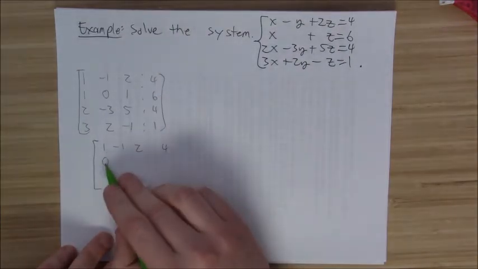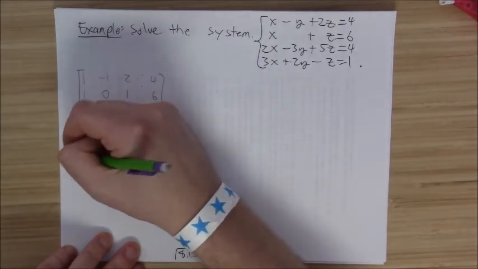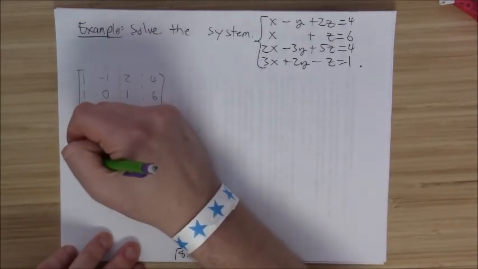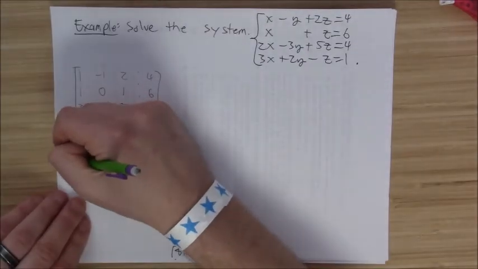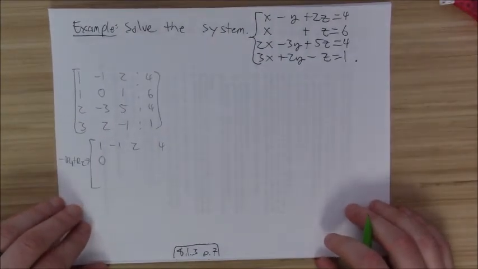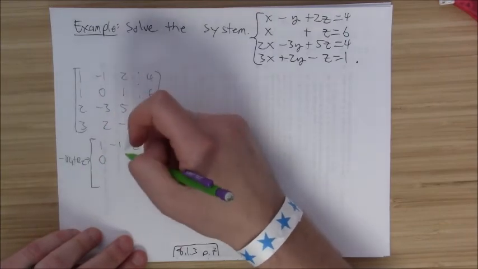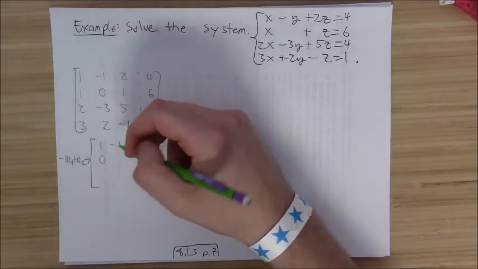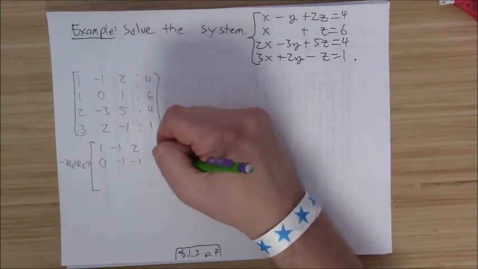To make this one a 0, we would need to subtract row 1 from row 2. So negative row 1 plus row 2. And doing so, we end up with 0, negative 1, negative 1, 2.